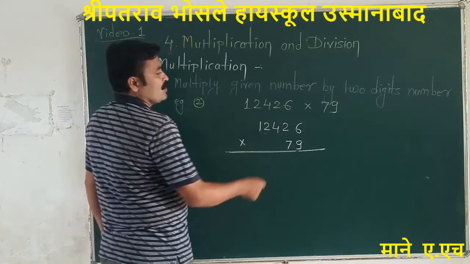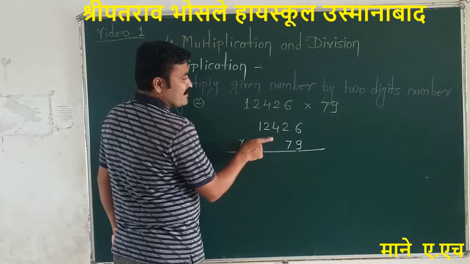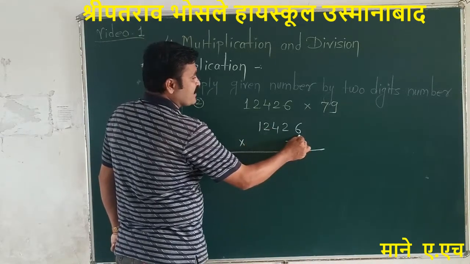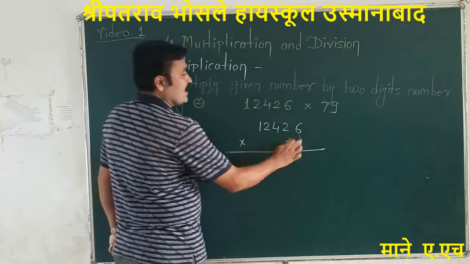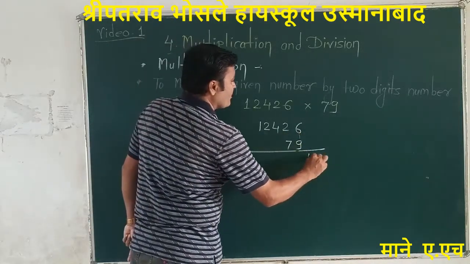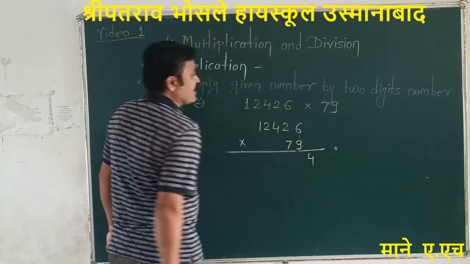So we start the multiplication process in this example from the ones place. 9 into 6, first we take out. 9 sixes are 54, so write 4 here, and 5 is taken as carry.